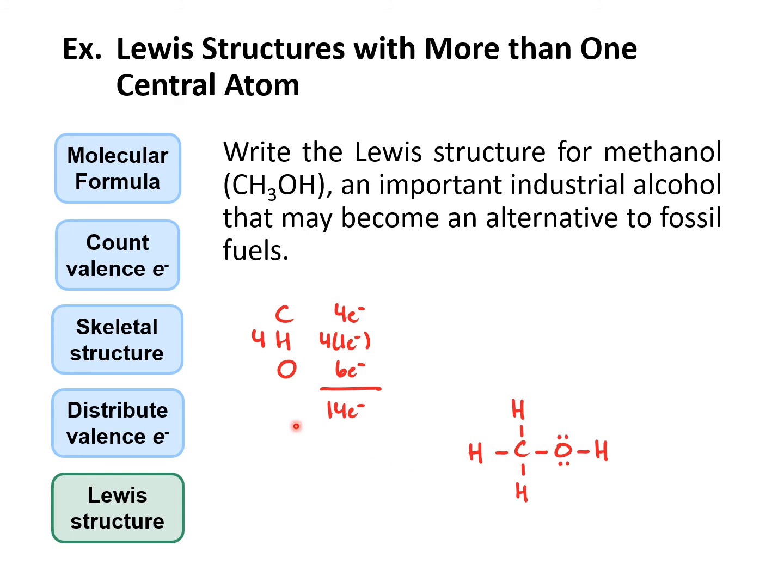So here we've distributed all of our valence electrons in the molecule, and this is the correct Lewis structure for methanol. As I mentioned previously, carbon, which must obey the octet rule, has 8 electrons, and oxygen, which also must obey the octet rule, has 2, 4, 6, 8 electrons, and the hydrogen atoms, which must have 2 electrons, already have 2 electrons each. So this is the correct Lewis structure for methanol.